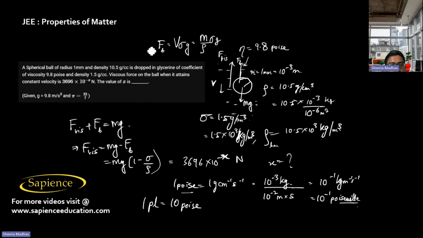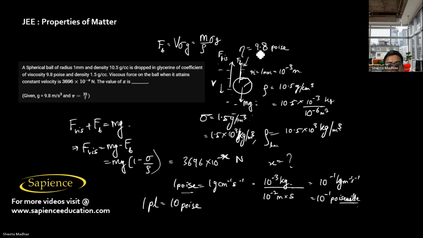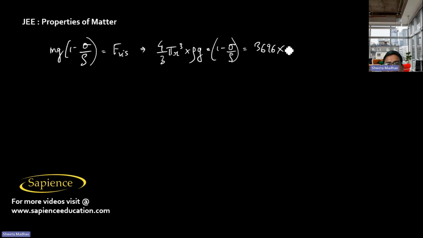So therefore we can say that mg into 1 minus sigma by rho is equal to the viscous force. So therefore mg, for a spherical ball of radius r, means 4 by 3 pi r cube into rho into g, that is into 1 minus sigma by rho, that is equal to the viscous force, which is 3696 into 10 power minus x.